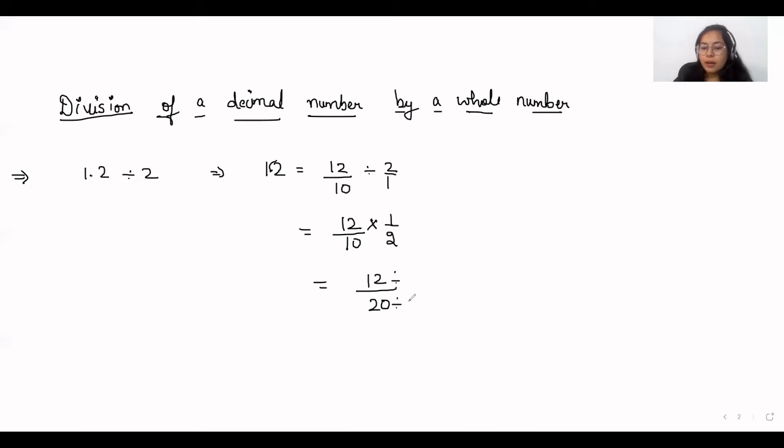So how can we make it 10? By dividing it by 2. So it becomes 6 over 10. As you know, there is one 0 here, so put the decimal before one digit. So it becomes 0.6. So you learned this method for the first time. I know it's a little bit unique. So we'll discuss one more example.